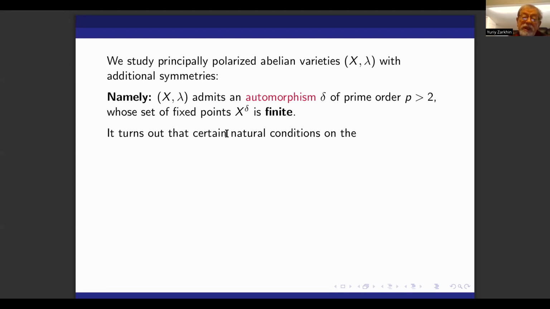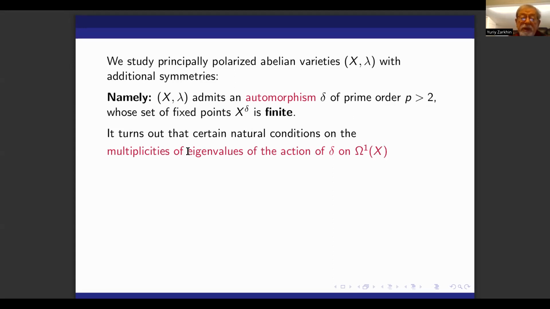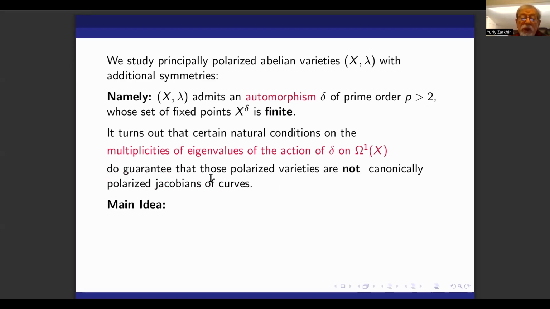It turns out that certain natural conditions on the multiplicities of eigenvalues of the action of delta on Omega^1(X), which is differentials of the first kind, do guarantee that those polarized varieties are not canonically polarized Jacobians of curves.